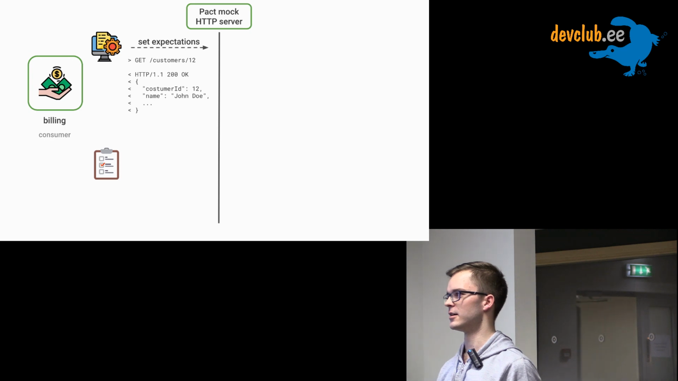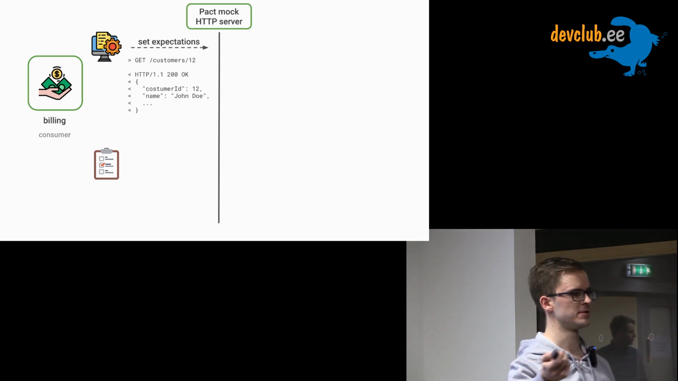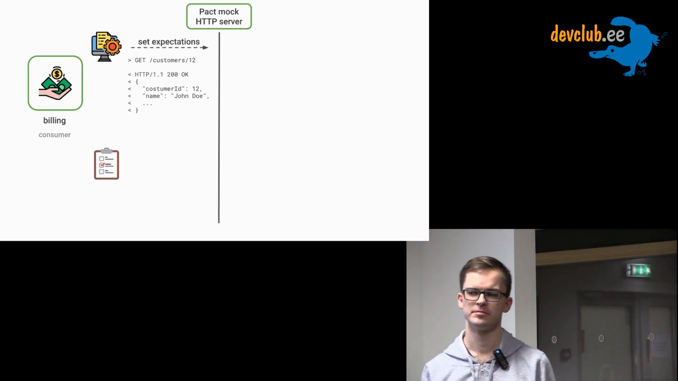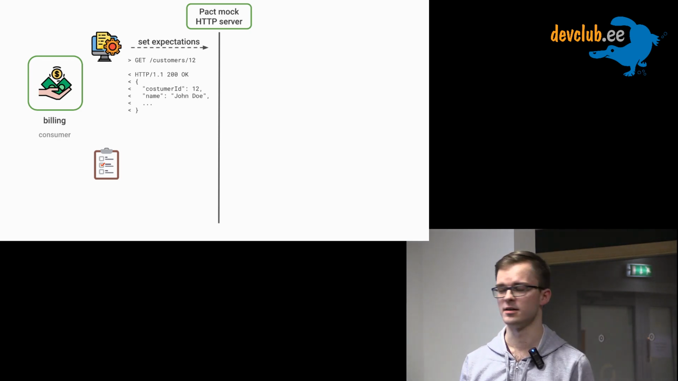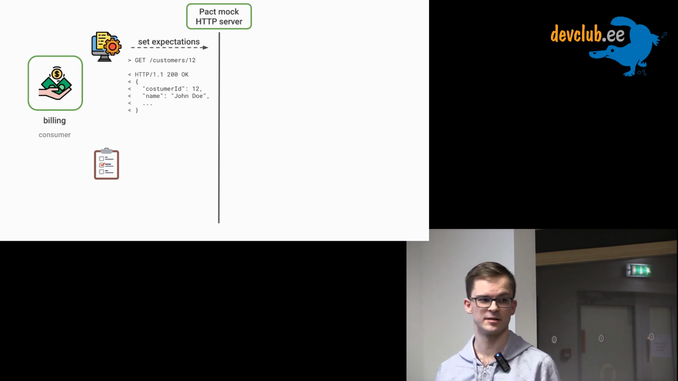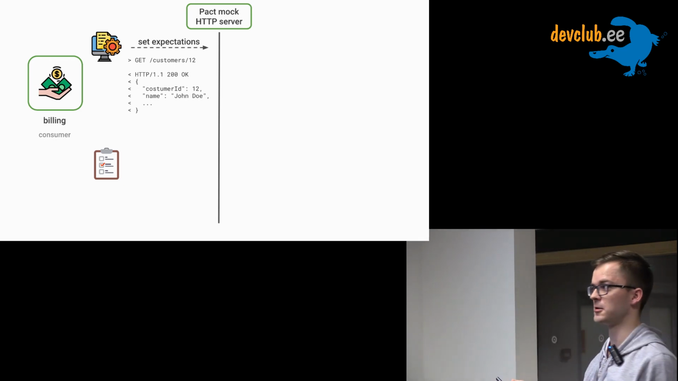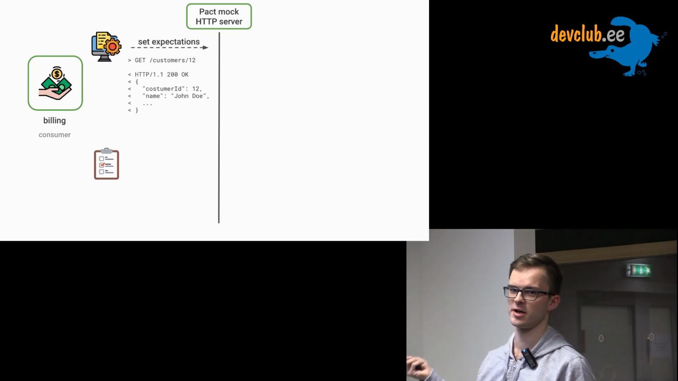So for example, if I send you a GET request to customer 12, you should respond with this kind of payload. And then they write basically something that kind of looks like a unit test, but it actually makes an HTTP request to this Pact mock HTTP server.